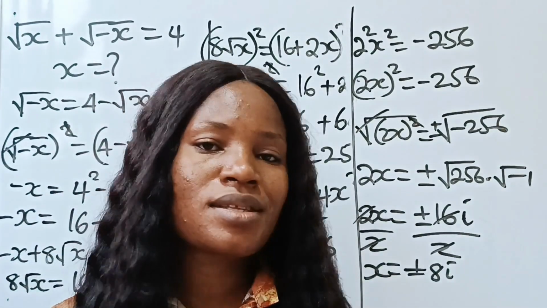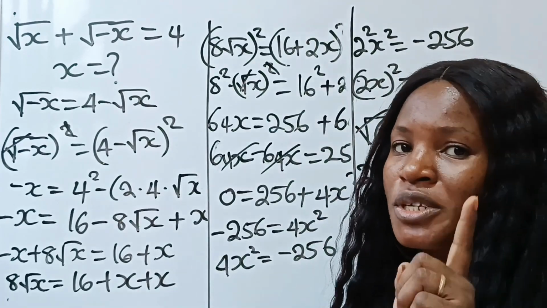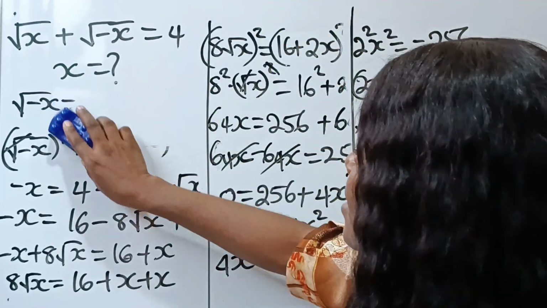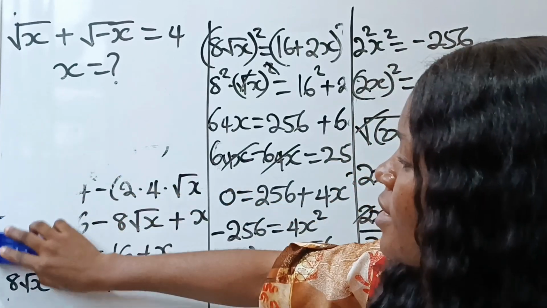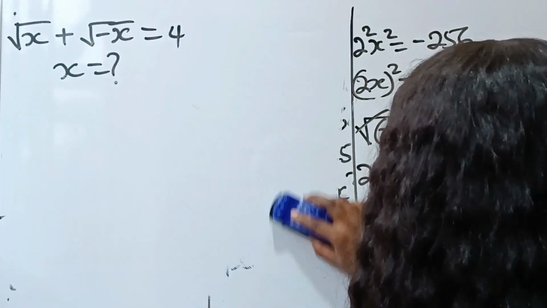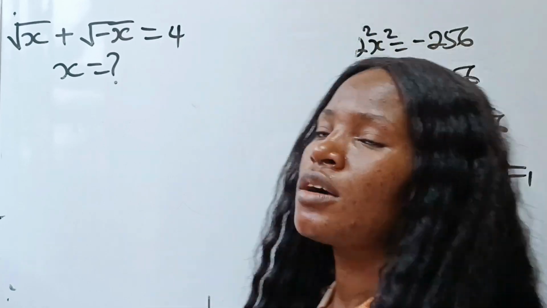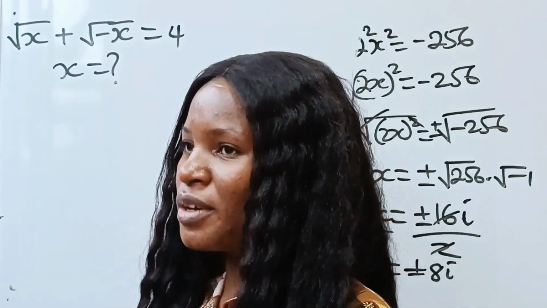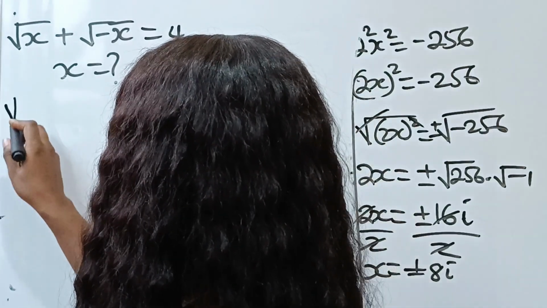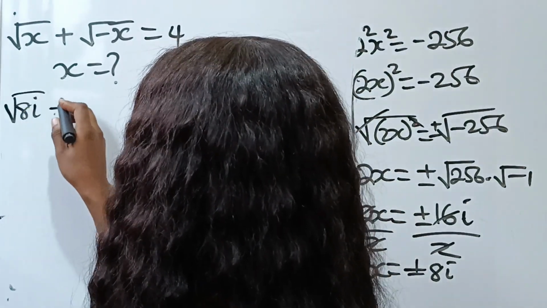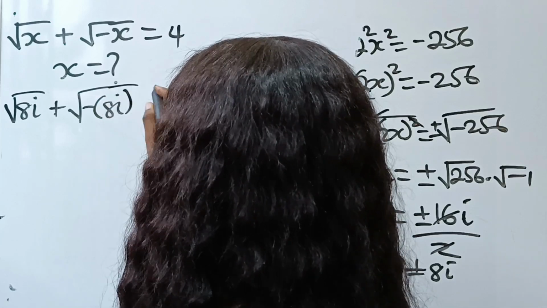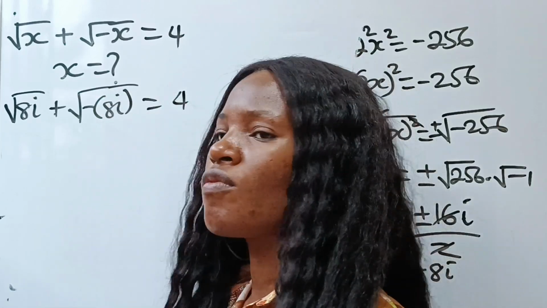Now it's time for us to prove that the answer is actually right. Okay, so don't miss the most interesting aspect of this video, which is what I'm about to do now. Now let us prove that our answer is 8i. Then after, we are going to prove that the answer is minus 8i. So if our x is equal to 8i, so we have the square root of 8i plus the square root of minus 8i, okay, is equal to 4.